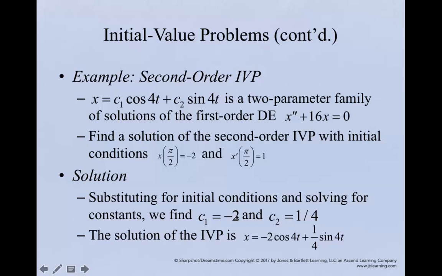and so you can then determine the value of c1. To solve for c2, we now need to take the first derivative of this equation because our other condition is specified for x prime. So you take the first derivative of your solution, you substitute pi over 2 for t, and then you substitute 1 for x prime. And if you do that, you'll find that c2 is equal to 1/4. So then the solution of this initial value problem is given as follows, where we have substituted in for c1 and c2.